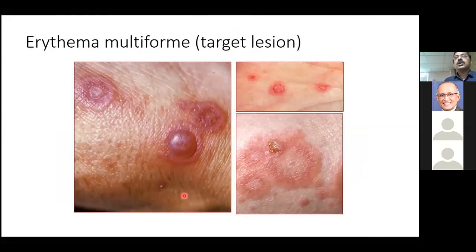Sometimes you will get a classical presentation of a target lesion. This is what a target lesion looks like, right? You have a central vesicular area surrounding erythematous area, the halo. So you can have two types of target. One is called the atypical target. If you find all the three layers, the vesicular or the eroded layer with a halo of pallor and then the erythema, that is a typical target lesion. Atypical target, you will just have two layers. Okay, but when you see this sort of a lesion, you can be sure that it is a erythema multiforme.